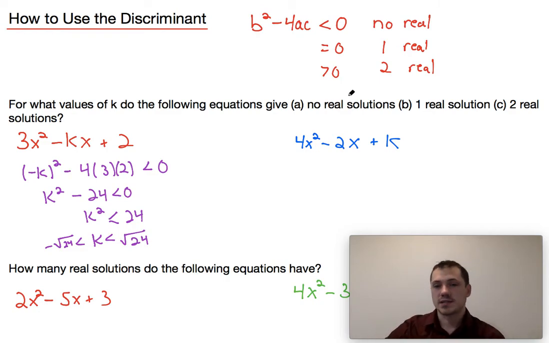Now, that would be the case where there are no real solutions. For one real solution, we would just set it equal to 0. So we would change that sign to equal. And for two real solutions, we would make it greater than 0. For this one, let's say we wanted to do the case where there were no real solutions.